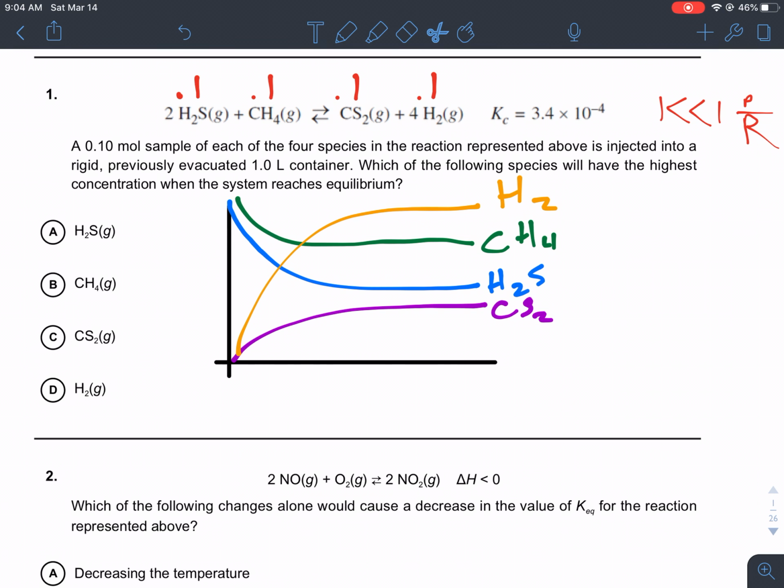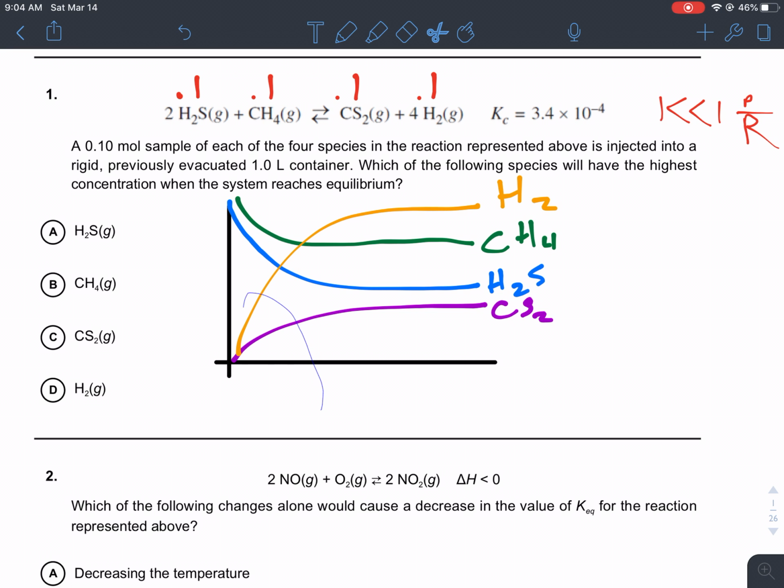Now, a mole sample of each of the 4 species in the reaction represented above is injected into the rigid previously evacuated container. Which of the following species will have the highest concentration when the system reaches equilibrium? Look, this tells me this wants more reactant than product. If this thing wants more reactant than product, then these 2 will be higher than these 2 in the end. Right now, they're all equal. So it wants more reactant than product. And which reactant?